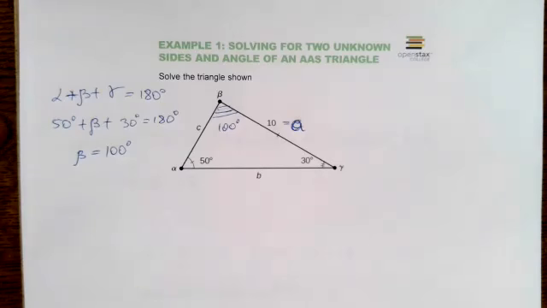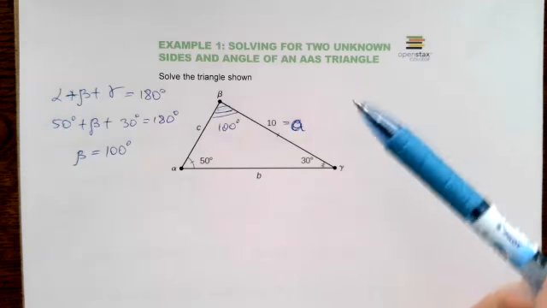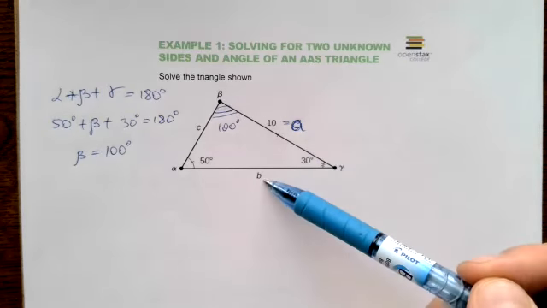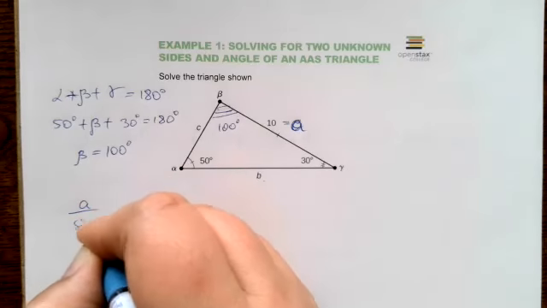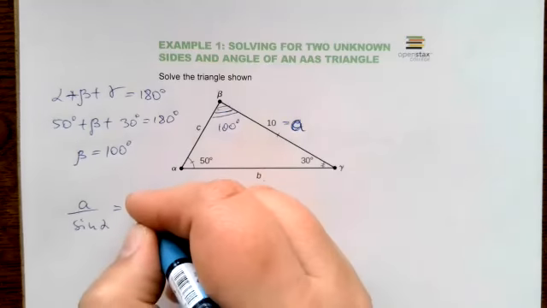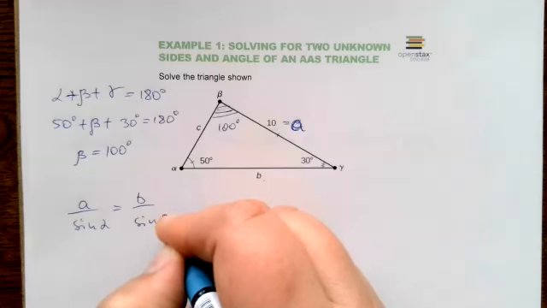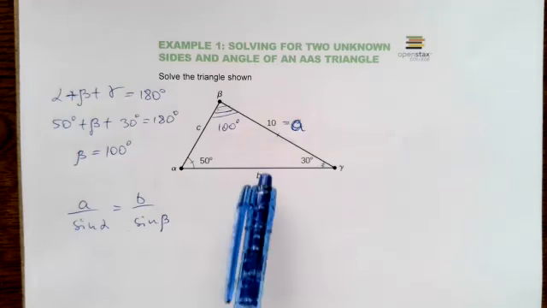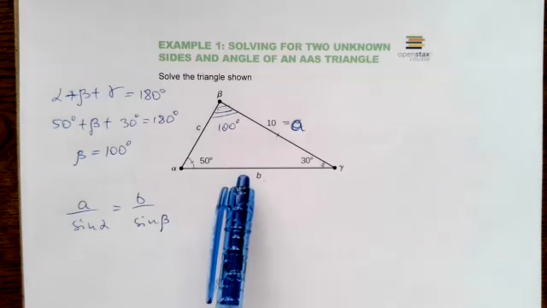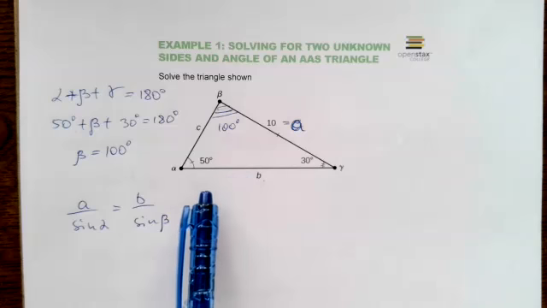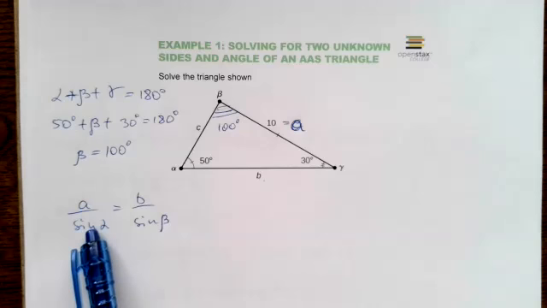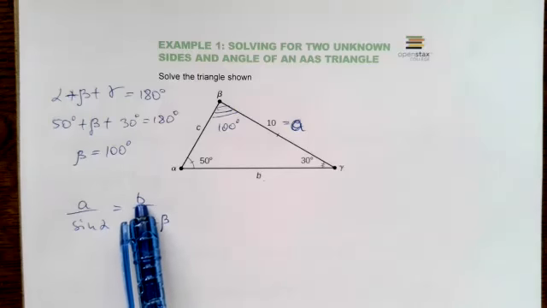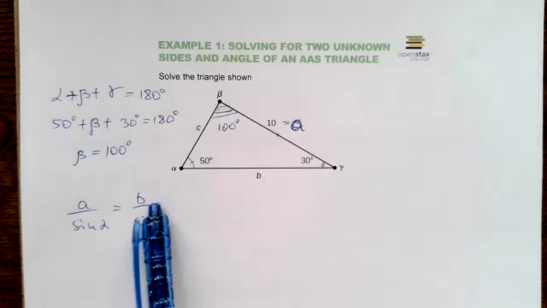All right. So what is the other side that we want to find? Let's find B. So we could write that A divided by sine alpha equals B divided by sine beta. So I'm writing an expression that involves pieces that I already know and one piece that I want to find out. So I know A and I know sine alpha. I know alpha. I know beta, but I don't know B. So that's what I'm looking for.